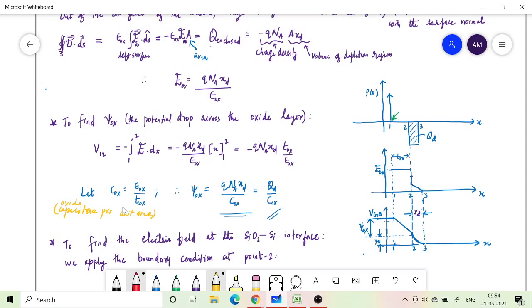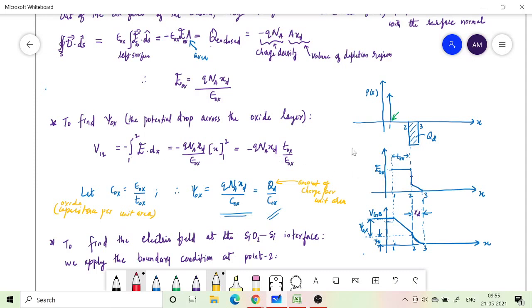So in the denominator there will be C ox, and Q Na xd. That Qd is basically the amount of charge per unit area. If you take a unit area of cross section, how much is the amount of charge that is there in the depletion region? That is basically Qd. Okay, this much we have already seen.